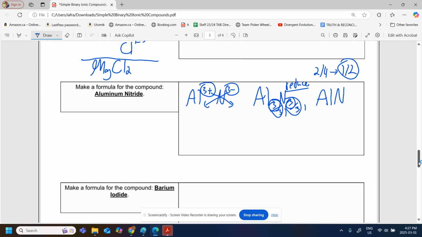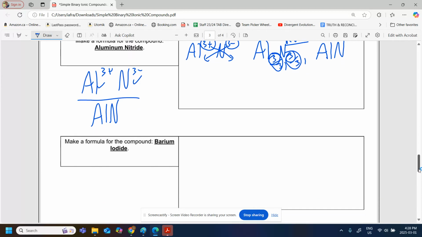Now, watch this. If you were doing the charge balancing method, you would have had Al3+ and N3-. 3 plus and 3 minus, already 0. You just had to do one of these and one of these. Therefore, you simply had AlN. So when you do charge balancing, as long as you add and subtract everything properly, you don't even have to reduce because it's already done for you.